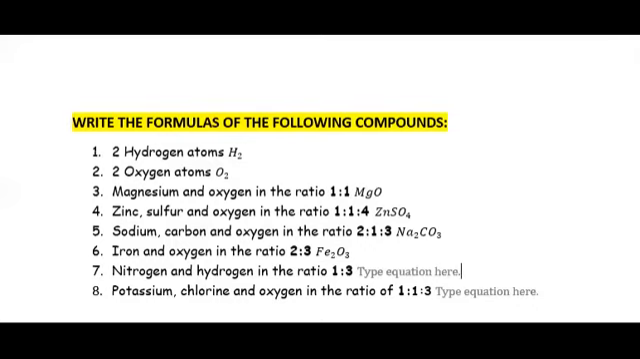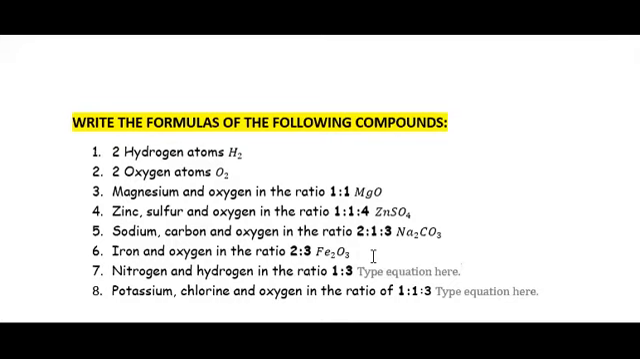And how do you name this? How do you name Fe2O3? It's okay, Michael. Iron. So normally you would say iron trioxide, but because it's a metal and a non-metal together, it's just iron oxide, okay? All right, nitrogen and hydrogen in the ratio 1:3.